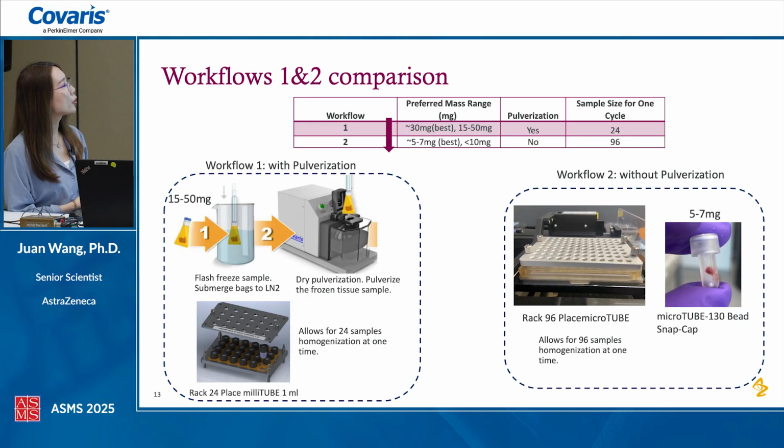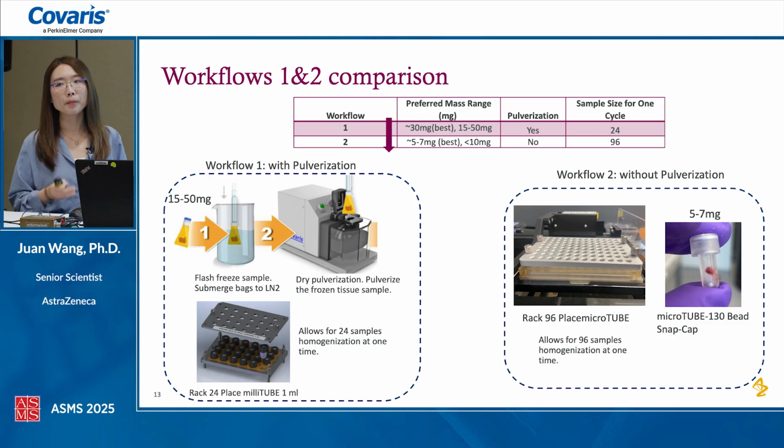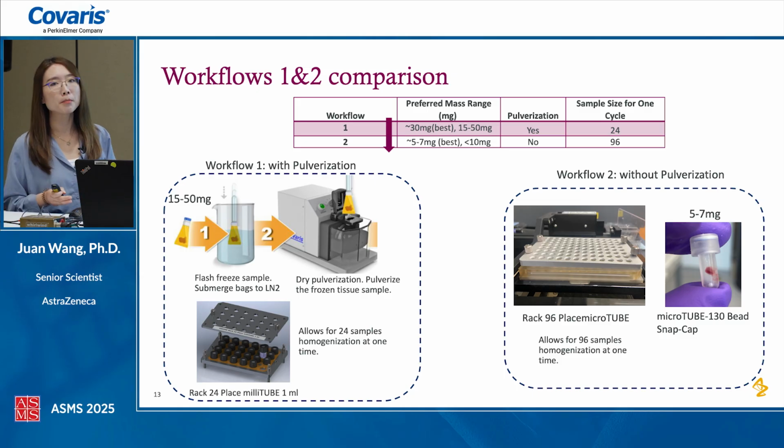If you see these two graphs, for workflow 1 we basically use a large size of tissue sample, about 15 to 50 milligram. And if you use the high throughput 96 samples, you use a smaller mass range, less than 10 milligram, around 5 to 7 milligram, which is preferred. For workflow 1, we use 24 samples, good for one cycle, but we need pulverization. And for the high throughput, we don't need pulverization, and it's good for 96 samples for one cycle of homogenization.